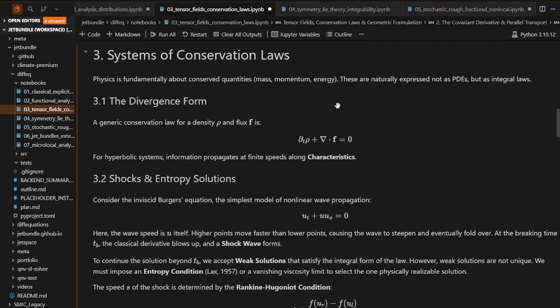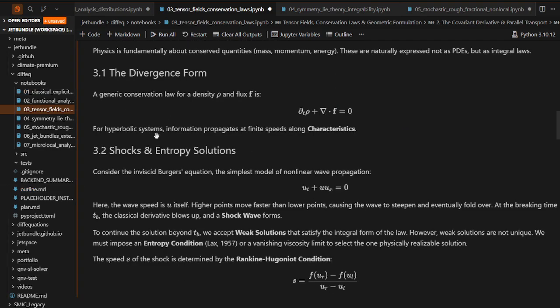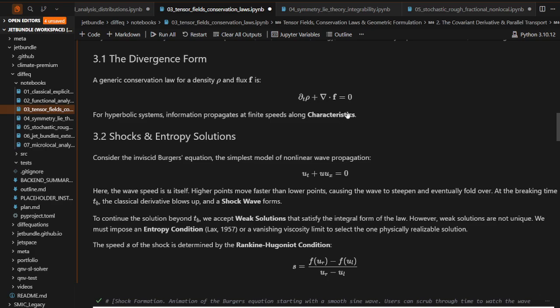to coordinates. So a basic conservation law for density and flux would just be the temporal derivative of the density equal to the negative divergence of that flux. For hyperbolic systems like waves, this is really the divergence form that encodes the information traveling at finite speeds along characteristics. And characteristics, again, are a way of turning partial differential equations into ODEs. These are paths where the equation simplifies to an ODE.